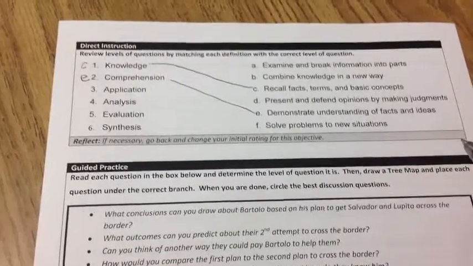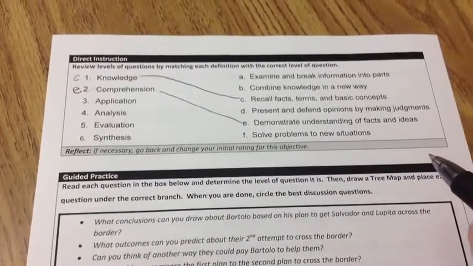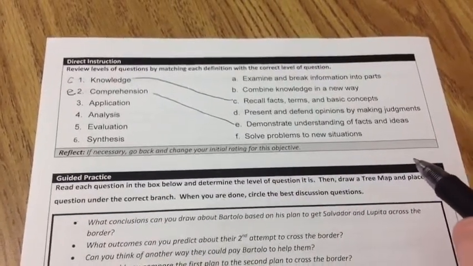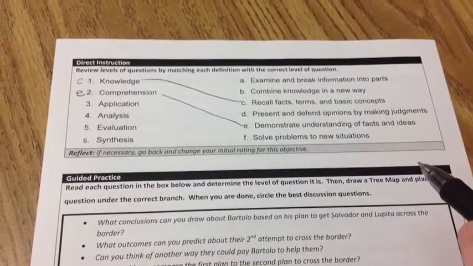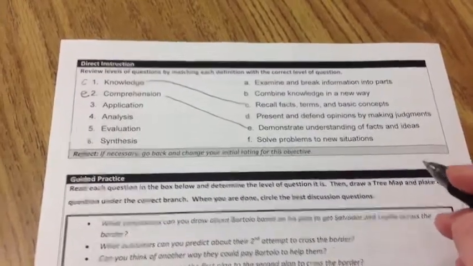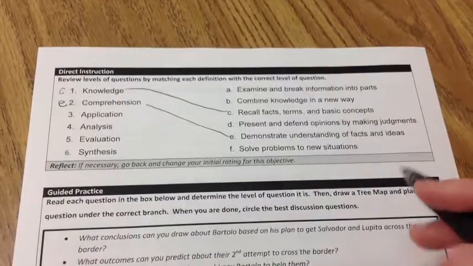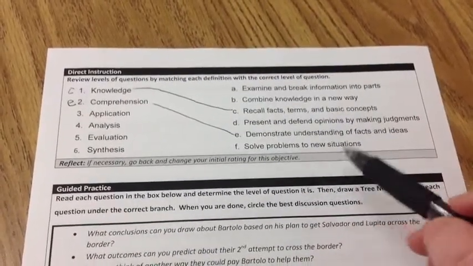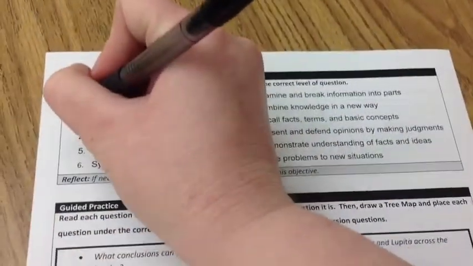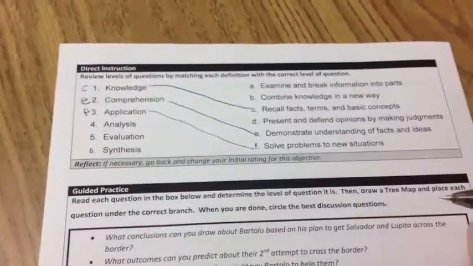Next we have application. Application is when you apply the knowledge that you're learning to solve a problem. So I'm going to look and see if there's anything that says solve. I see F says solve problems to new situations. That is our answer or our definition of application. And I'm going to write F right here.